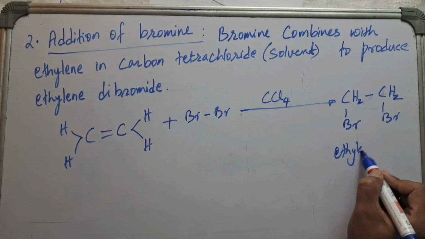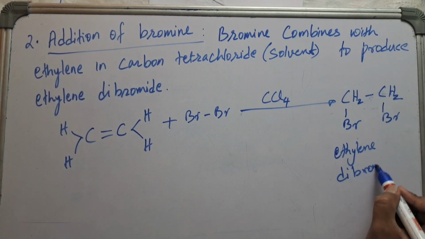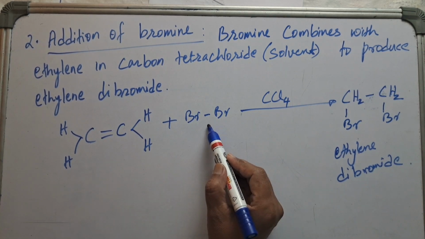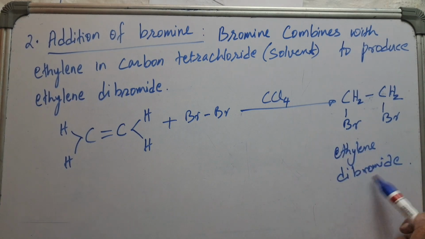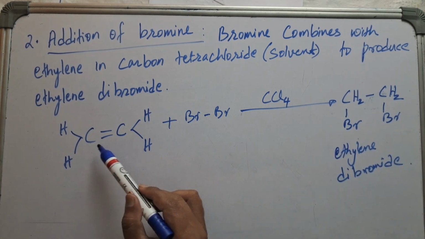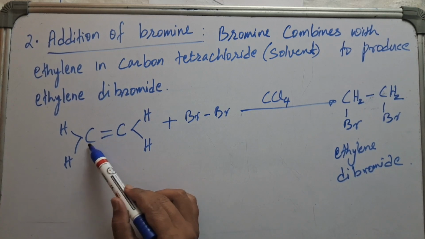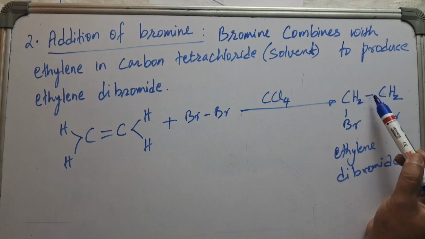Ethylene dibromide. Okay. Ethylene combines with bromine in presence of CCl4 solution to produce ethylene dibromide. Here also we can see the double bond of carbon. The double bond between carbon atoms is reduced to single bond, isn't it?